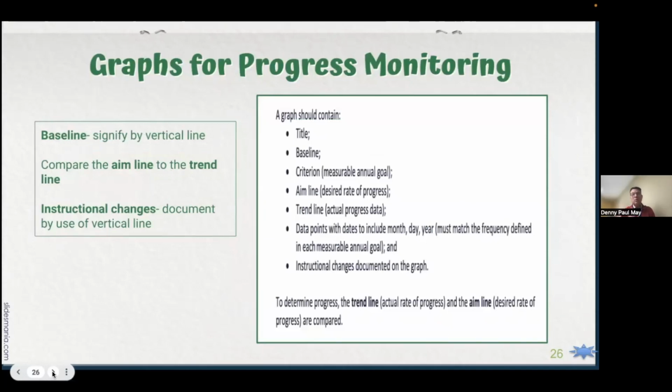So what's required on a graph? A graph should contain a title. It should contain an indication of what the baseline or the starting point is.